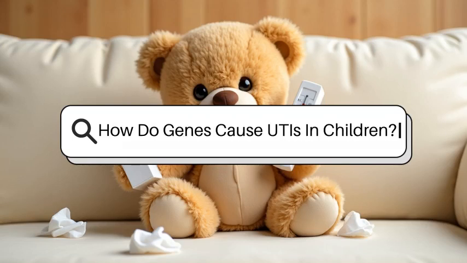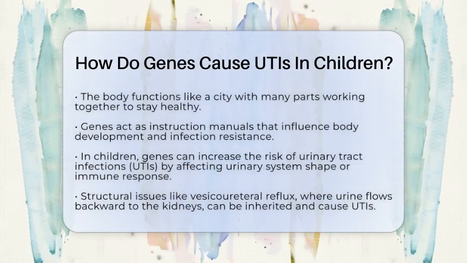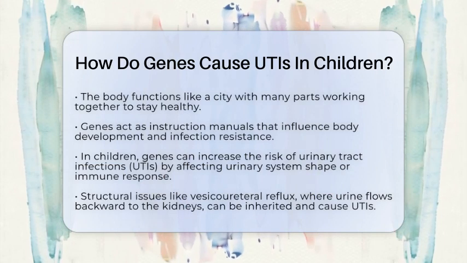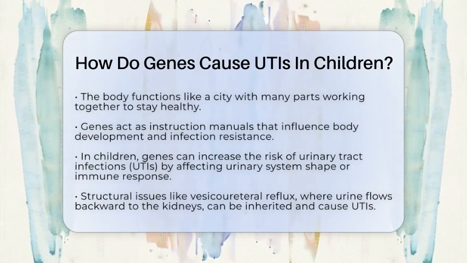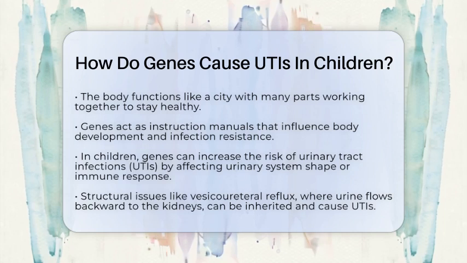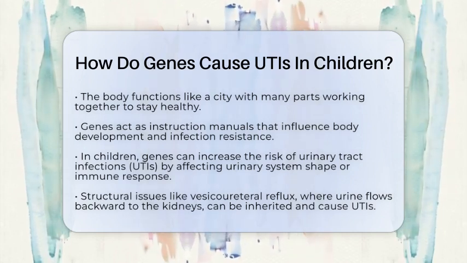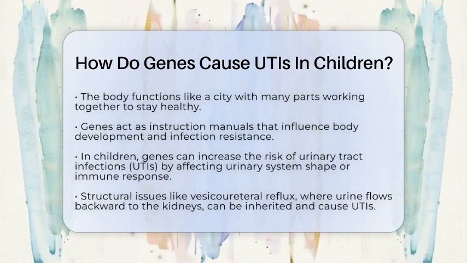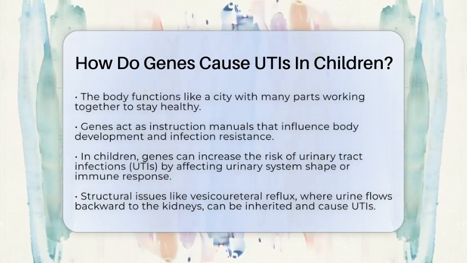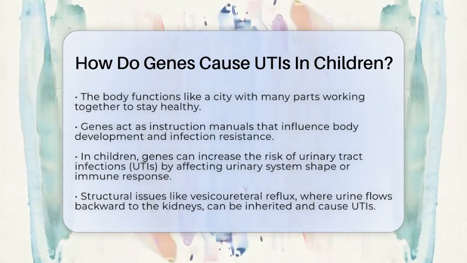How do genes cause UTIs in children? Imagine your body as a complex city with many different parts working together to keep everything running smoothly. Sometimes, though, certain parts might have tiny issues that make it easier for problems like urinary tract infections to happen. Genes, which are like the instruction manuals inside our cells, can influence how our bodies develop and fight infections.